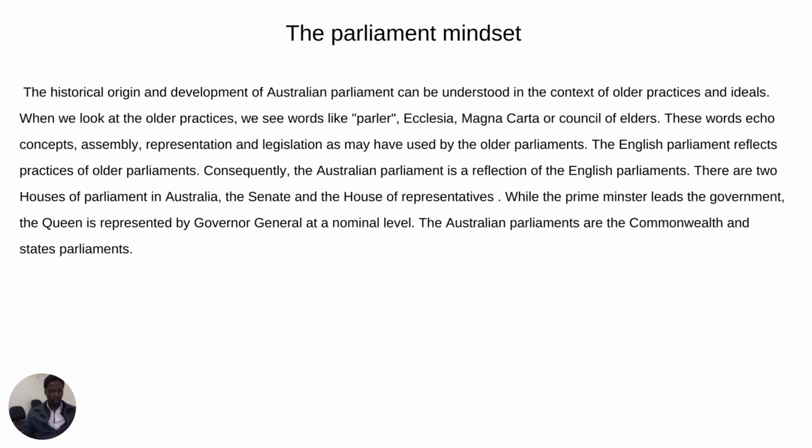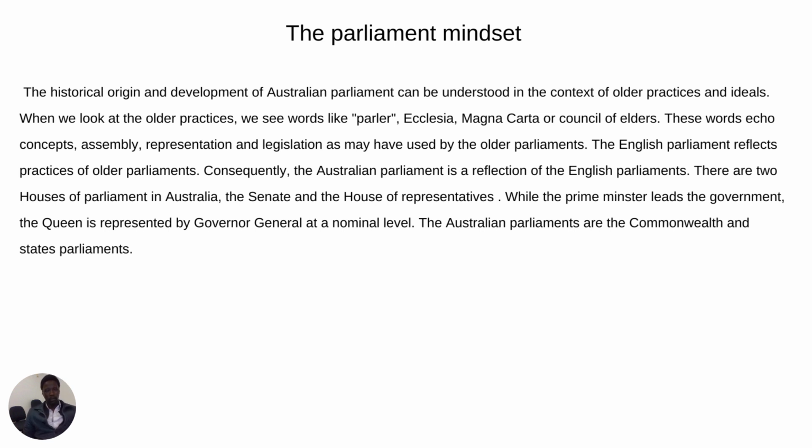So, what is the parliament mindset of the Australian government? First, let us look at the historical origin and development of the Australian Parliament, because for us to understand a concept, we need to understand the context of the concept. The historical origin and development of the Australian Parliament can be understood in the context of the practices and values held by the older parliaments.